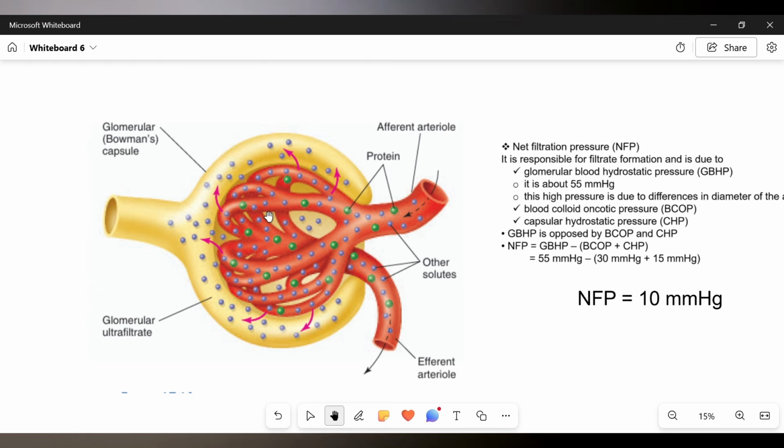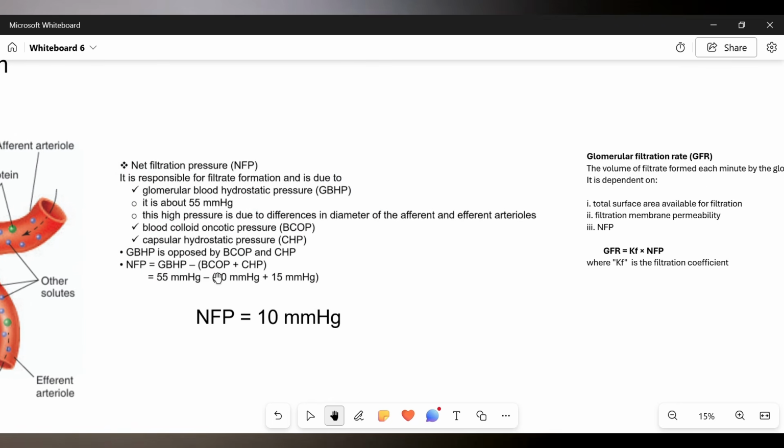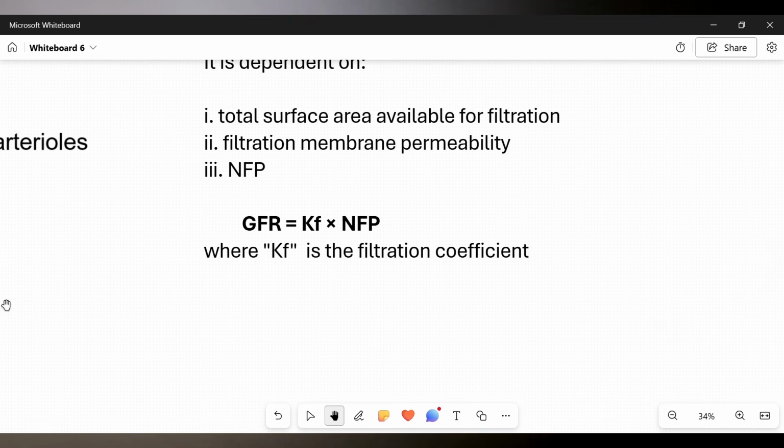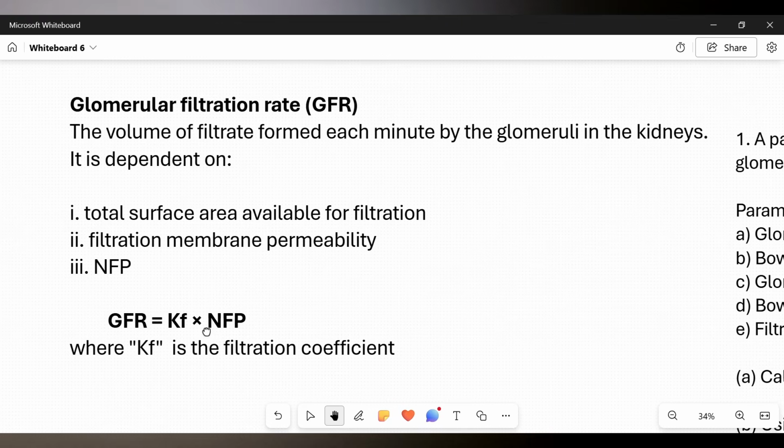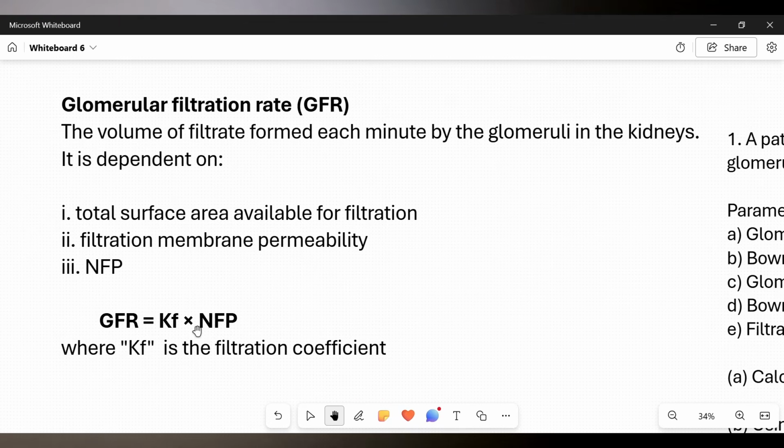Once this is understood, let's go ahead to look at glomerular filtration rate. Now, to be able to understand glomerular filtration rate, there are three major factors that account for it. The first one is the net filtration pressure. Now, net filtration pressure basically looks at the Starling forces, that is the hydrostatic pressure and the osmotic pressure, which come together to give us a net pressure. The net pressure is what would account for fluid to be filtered from the glomerulus.